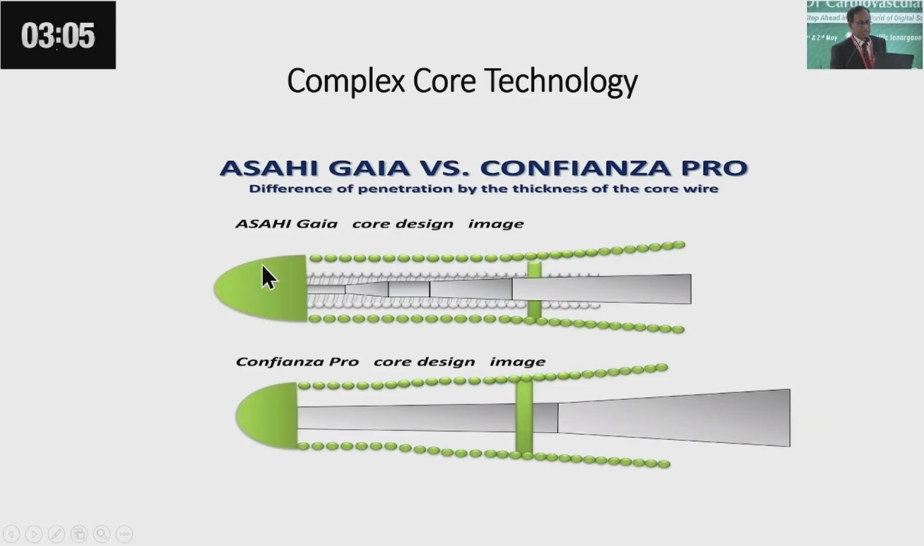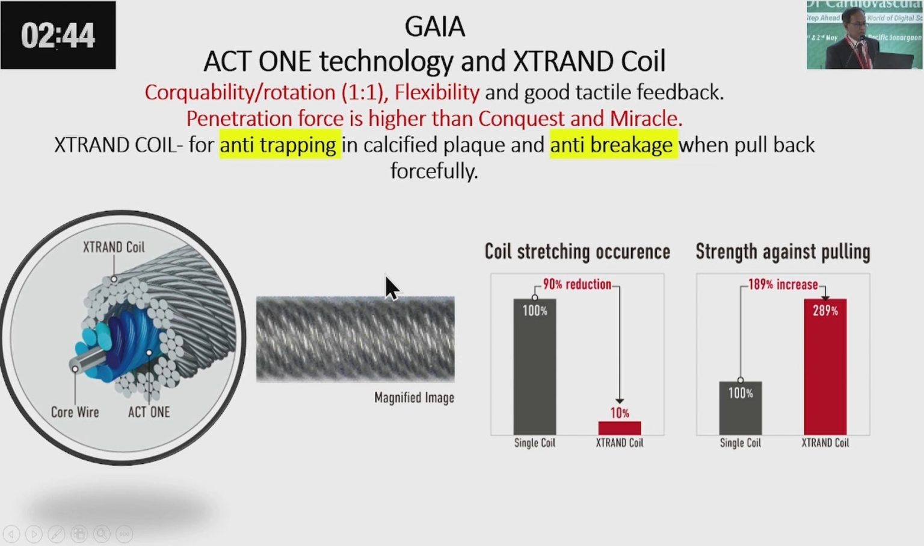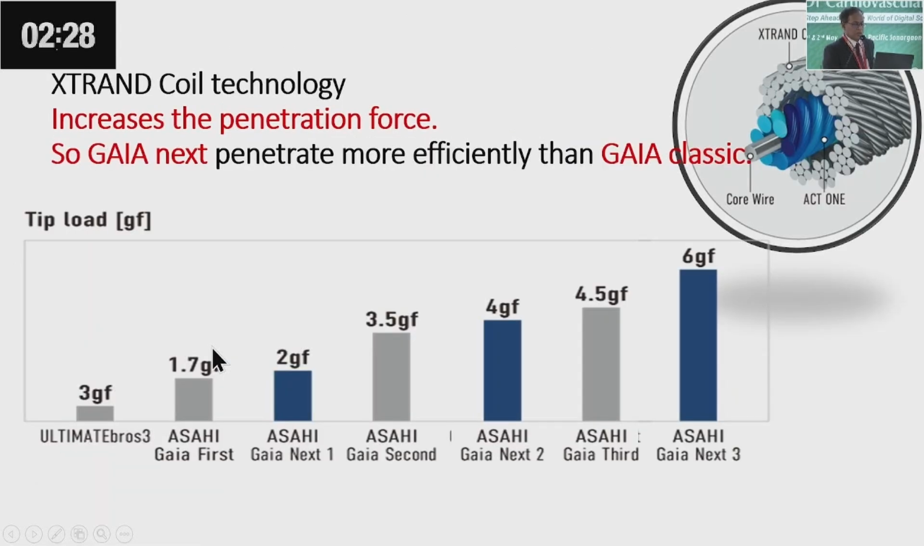This is the basic difference between the Gaia and the Conquest Pro. If you see the Gaia Next, there is a complex core, but in the Conquest Pro there is only single stainless steel. In the Gaia Classic, there is a core, but no X-strand coil. In the Gaia series the tip is ball shaped, and here in the Conquest Pro the tip is more conical, so more penetrability.